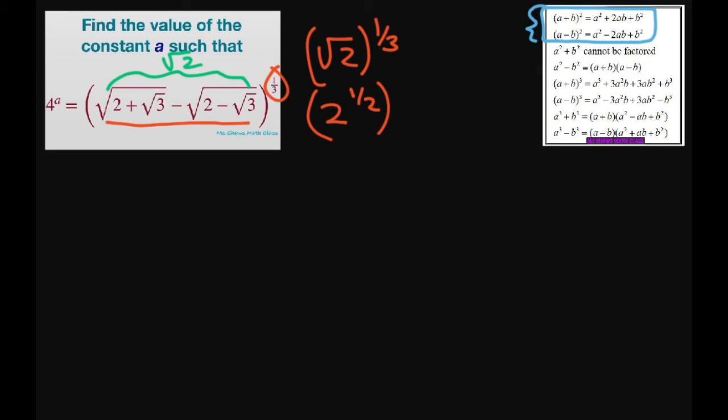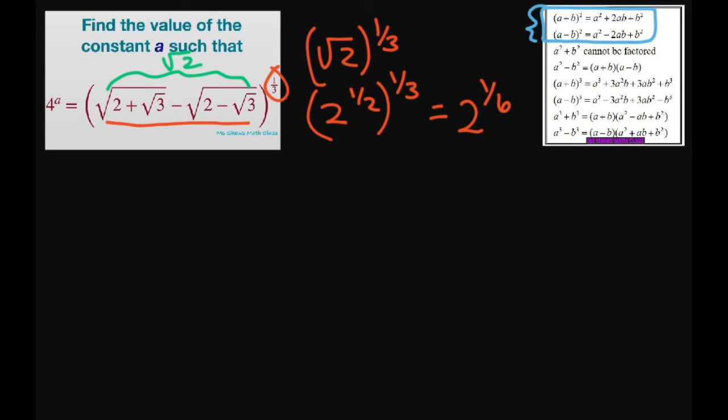So basically, we have this to the 1/3 power. So we have square root of 2 to the power of 1/3. This is going to be 2 to the power of 1/2, to the power of 1/3, which gives you 2 to the power of 1/6.